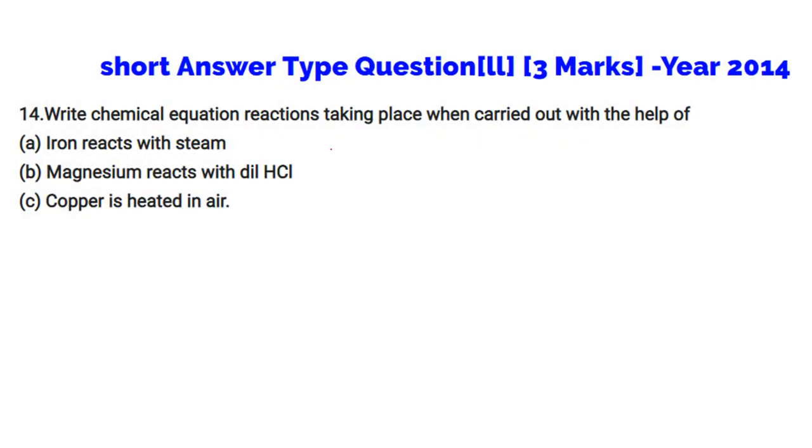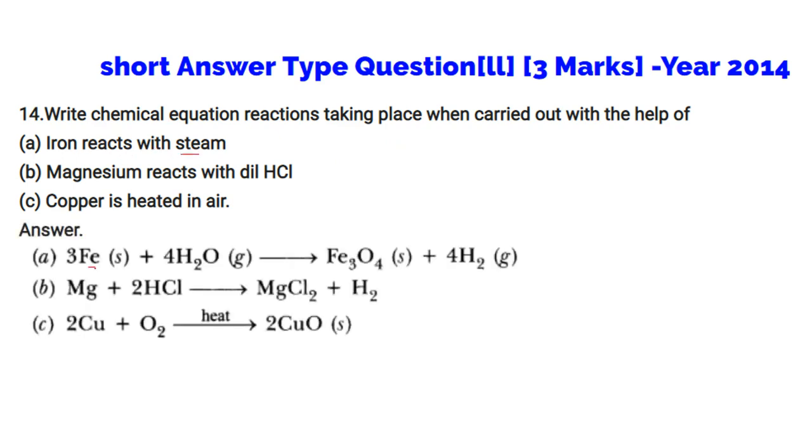Write chemical equation for the reaction taking place when iron reacts with steam. So Fe is reacting with water, H2O. So we have to write the chemical reaction. Fe combined with H2O gives you Fe3O4 and hydrogen gas is liberated. Magnesium reacts with dilute hydrochloric acid. So Mg combined with HCl gives you magnesium chloride and hydrogen is liberated. Copper is heated in air. So Cu combined with oxygen gives you copper oxide, CuO.